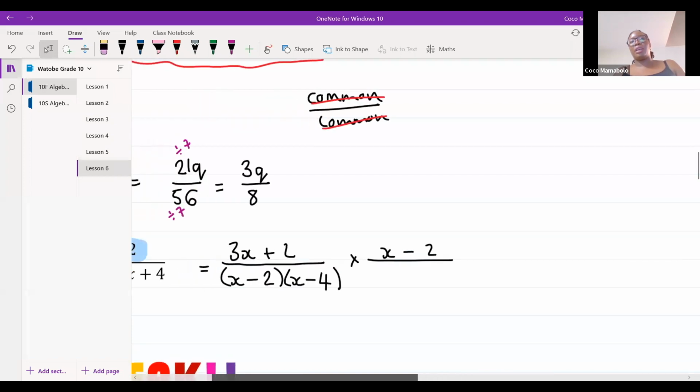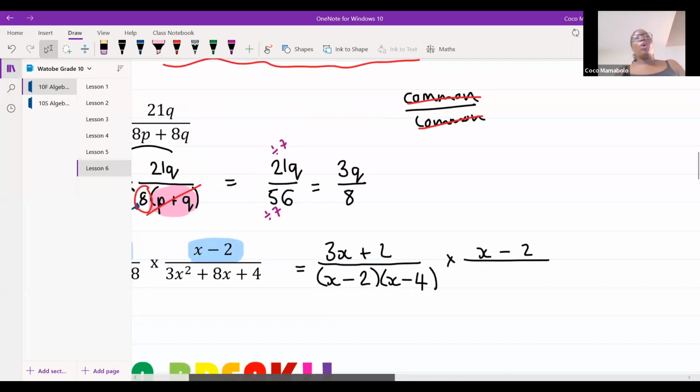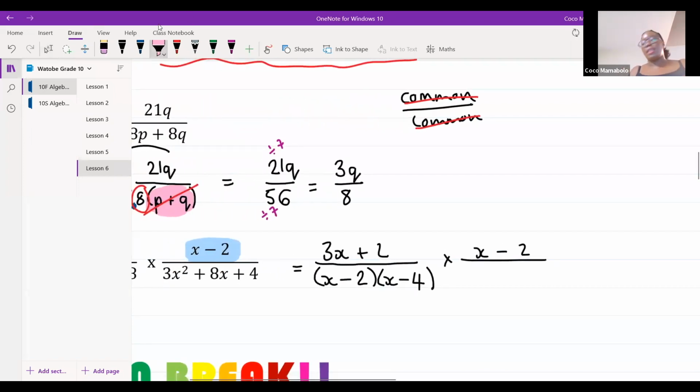Ooh, I went too far. All right, there we go. We now want to factorize 3x squared plus 8x plus 4. Excellent, Letabo. I love that energy. That's it. I'm sorry, Tabang. You'll have to rewatch the video of the lesson.